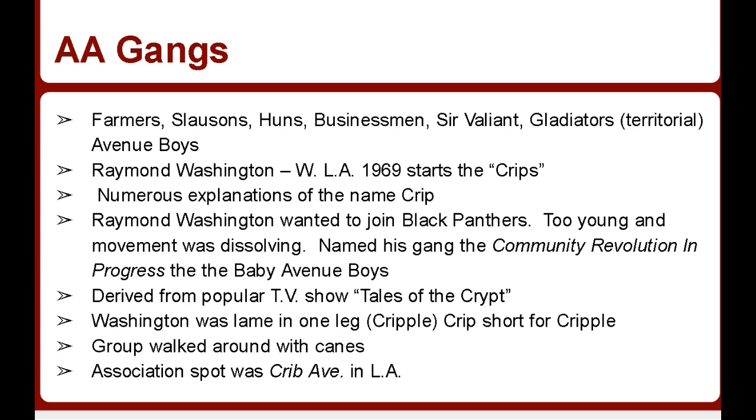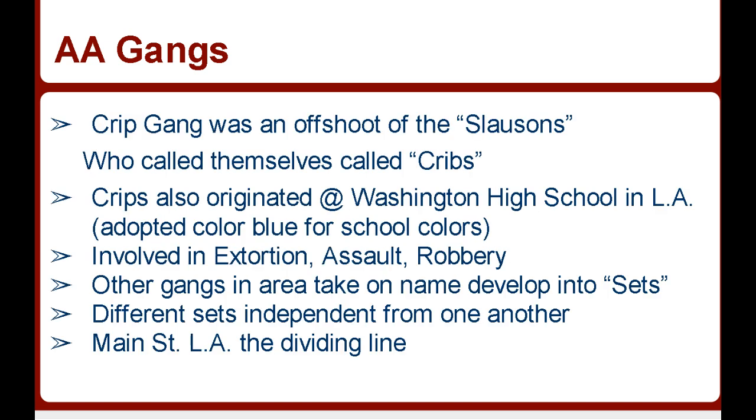Accordingly, Raymond Washington was lame in one leg, so he was a cripple, and he had a nickname of Crip, so Crip became short for cripple. Also, the Baby Avenue Boys walked around with canes for protection, and so they called them just Crip because they had canes. And also, the Avenue Boys, the older gang that Washington was trying to emulate, had a territory in and around an area called Crib Avenue, and people think that it just may have morphed into Crip and not Crib. So I don't know. There's a number of different explanations. Not that important, but just to give you a little historical background.